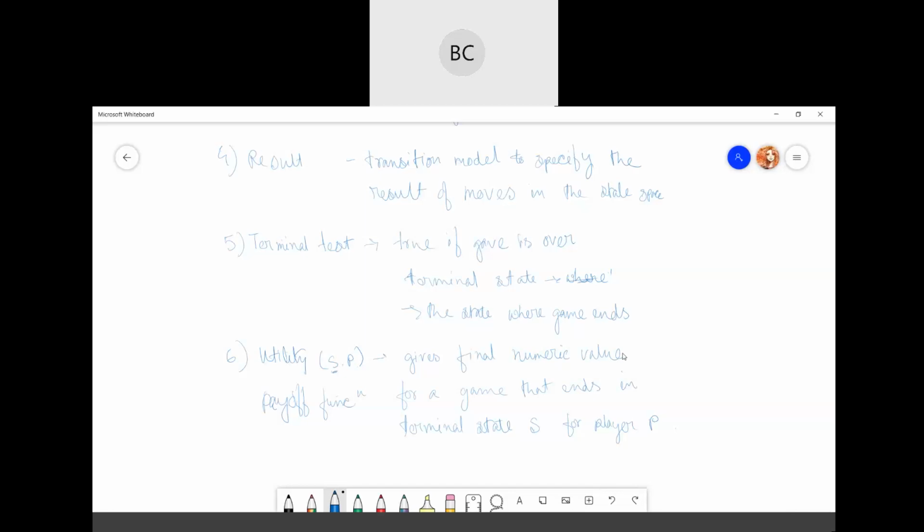It will take some time, so I will not continue today. So this is just the basics of adversarial search. It's mainly used for your game theory.